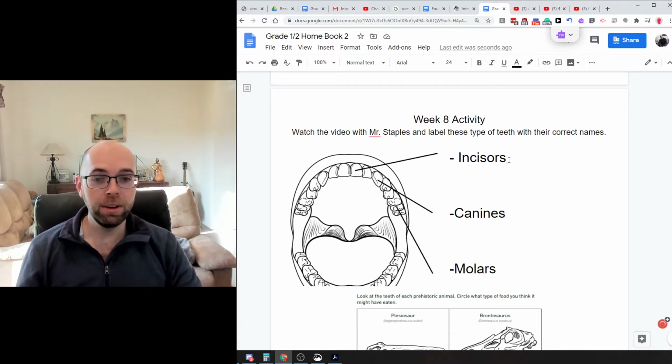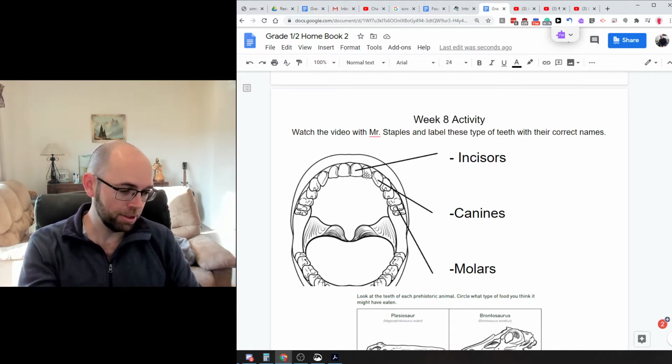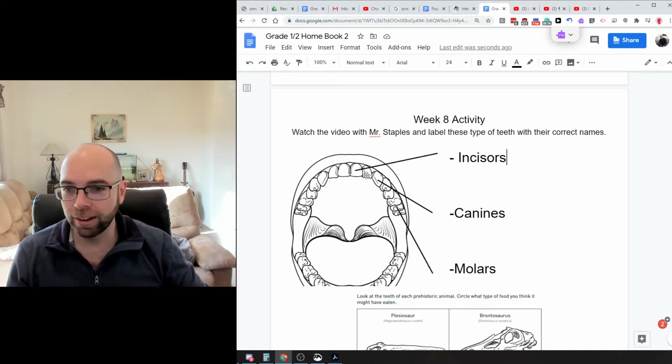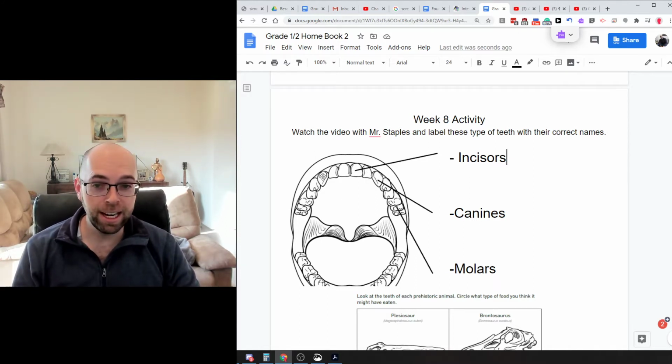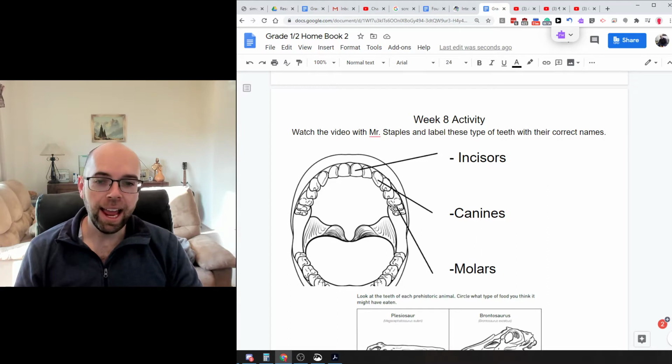So now you know the 3 basic names of our teeth. The incisors, which are our cutting and biting teeth. The canines, which are our tearing meat off a bone teeth, a bit pointy. And our molars, which are our chewing teeth.